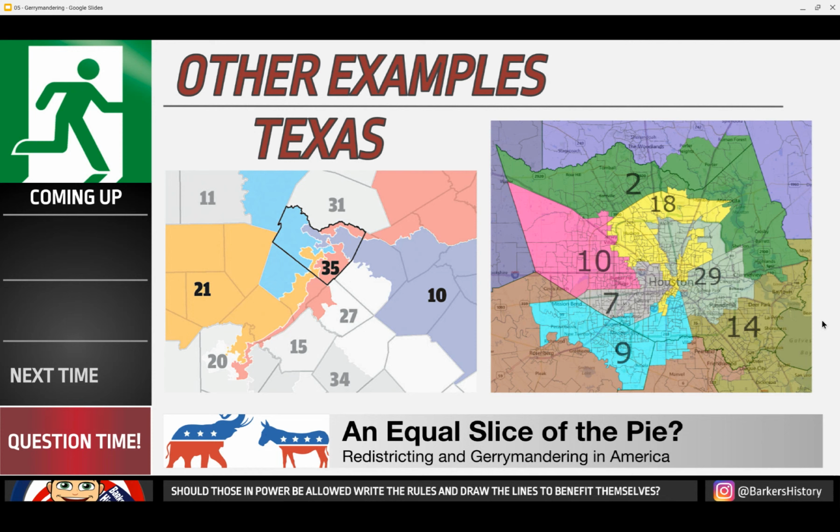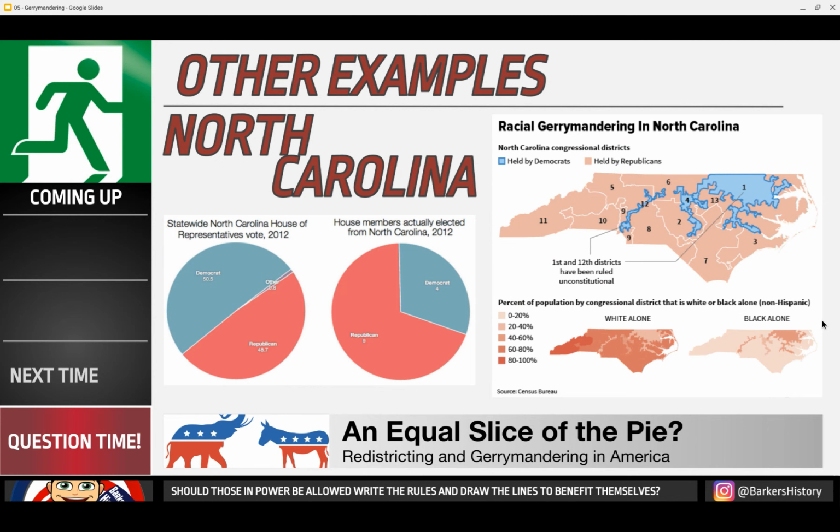The map on the right from the Houston area is another example of that, right? There's some areas that are going to be packed in, but for the most part, Houston is pretty cracked. It's pretty split up. Let's get one final example, because I think this is important for you to see that it is not just in one state. This does happen throughout the nation.